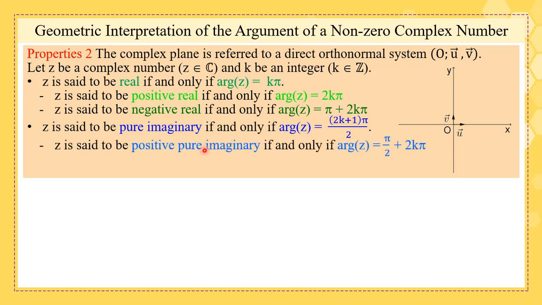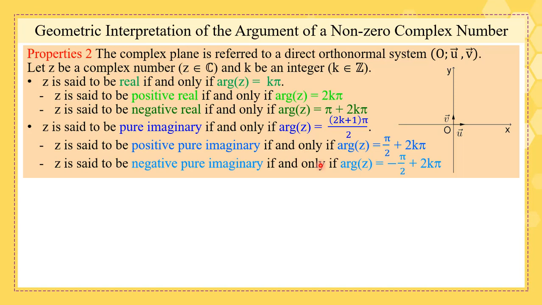Now here z is said to be positive pure imaginary if the argument is pi over 2 plus 2k pi, and negative pure imaginary if the argument is negative pi over 2 plus 2k pi.